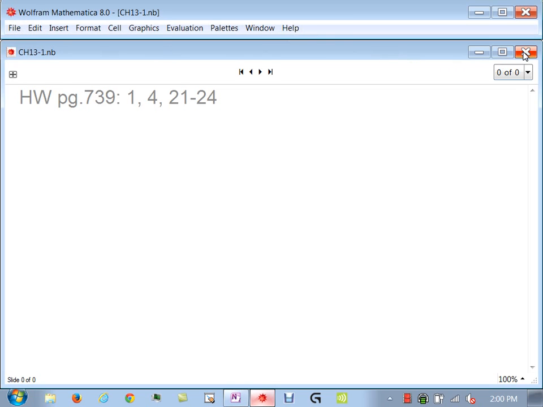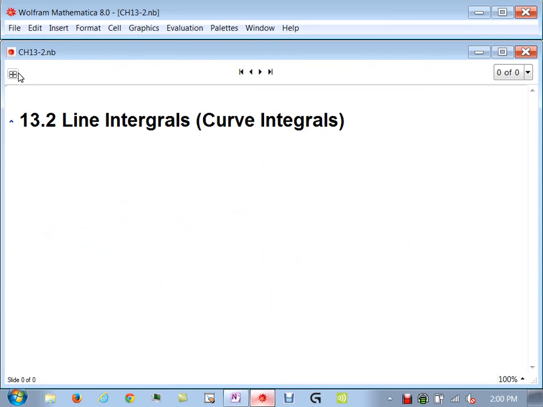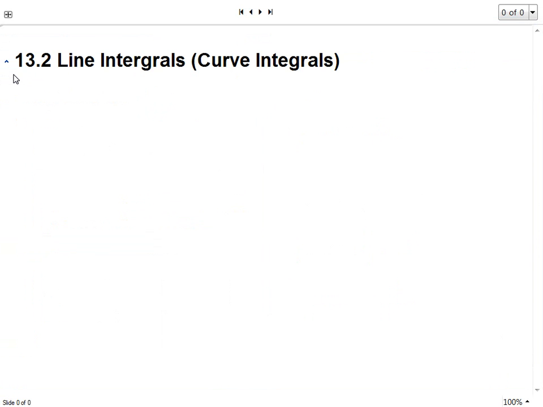Section 13.2 is what I was really hoping to get to, and that's where we will continue now. Line integrals, or curve integrals. Line integral is not a good name for what these are, as you'll see. Some people call them curve integrals, but most books say line integrals. So keep that in mind when you're sitting there going, why do they call it a line integral? It is a bad name for this, all right?